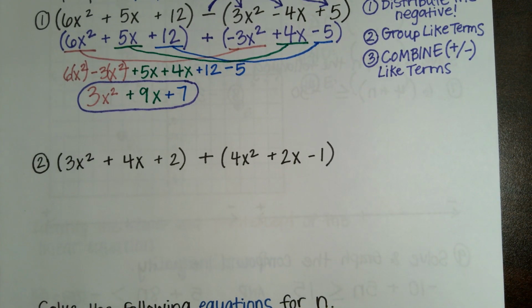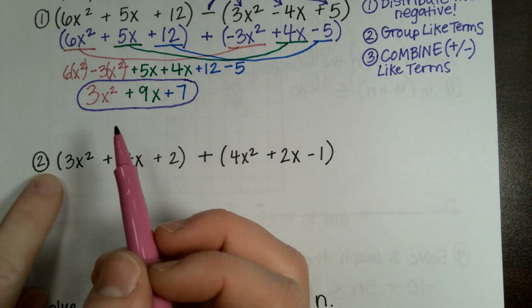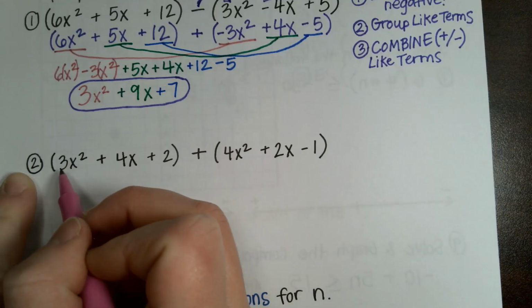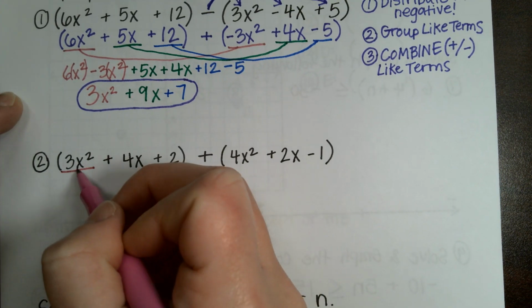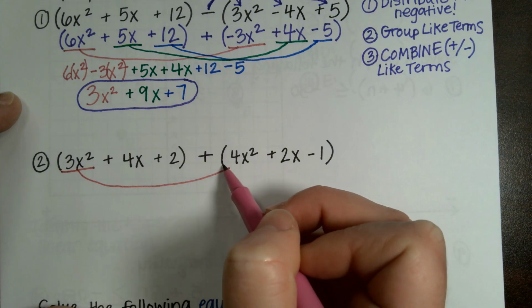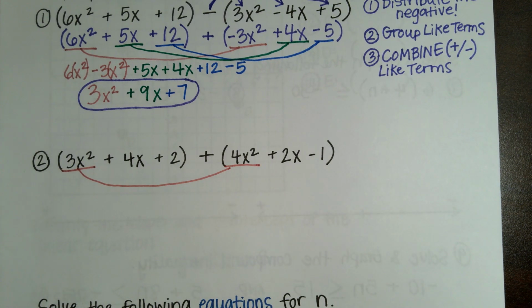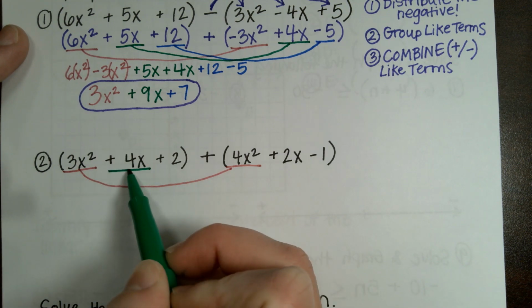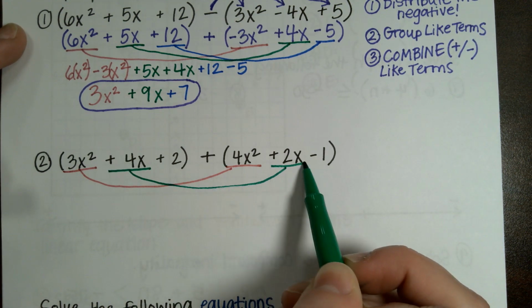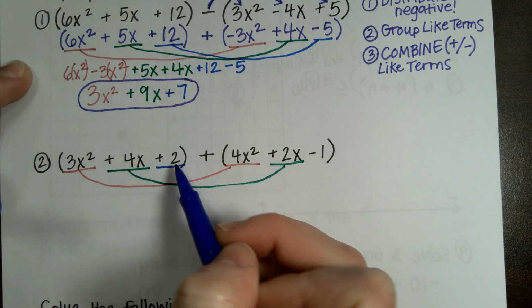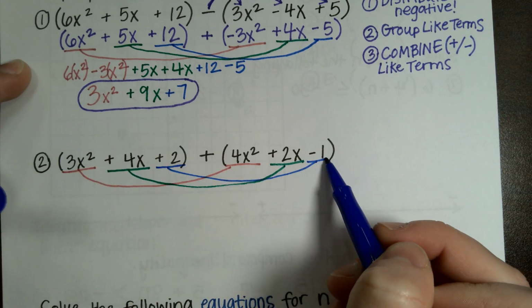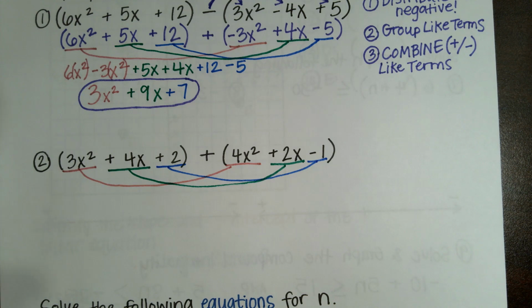So let's figure out what we're grouping here. I'm going to start with my first term. I have 3x squared. What's that going to go with? Good. Plus 4x squared. And what's next? 4x plus 2x. And last one is 2 to the negative 1. Good. Okay, so same thing we did above.